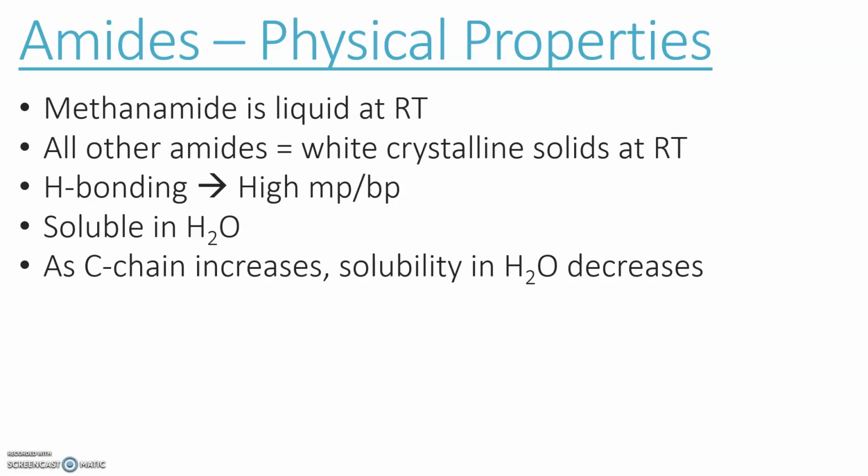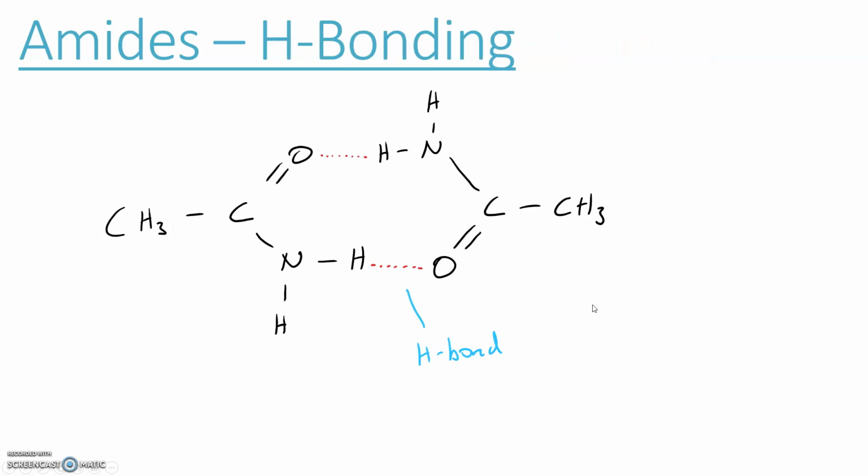Okay, the physical properties. Methanamide is a liquid at room temperature. All the other amides are white crystalline solids at room temperature. Because of the hydrogen bonding, it's kind of like with carboxylic acids, you get a double hydrogen bonding situation going on. We get a high melting and boiling point for amides, and they're soluble in water, but as the carbon chain gets longer, the non-polar part becomes more significant and they become less soluble in water.